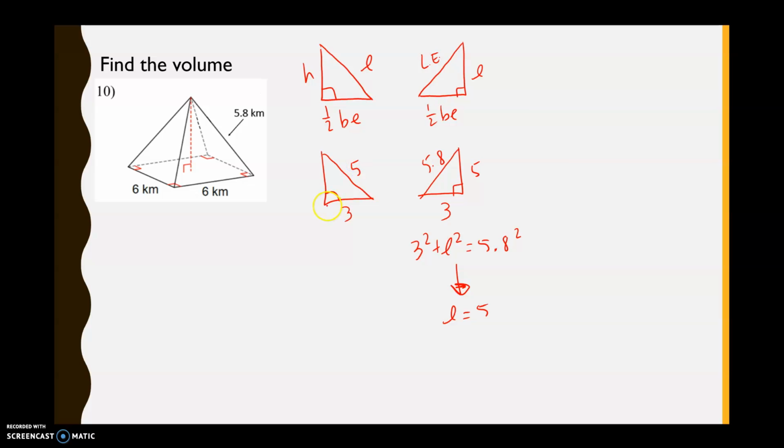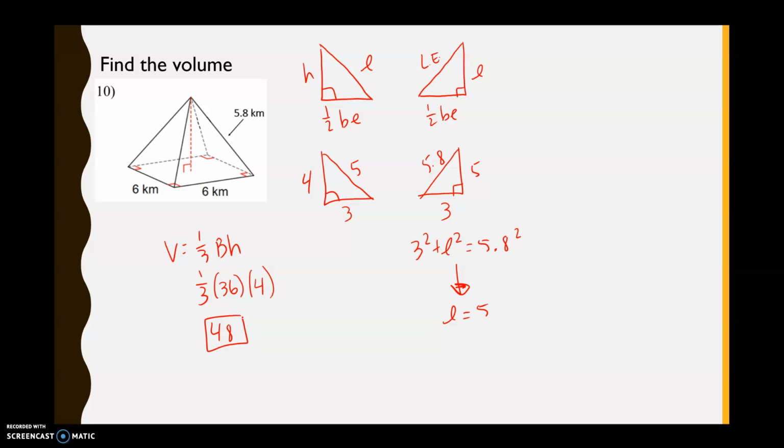And I can tell this is a right triangle, I have 3 and 5 is my hypotenuse, and I can just use my Pythagorean triples to know this guy here is 4. If I didn't know that, then I would have to use Pythagorean theorem. 3 squared plus height squared equals 5 squared, and you would still get your height to be 4. Okay, my volume is equal to 1/3 big B H, so I'm going to get 1/3 big B, area of the base is 6 times 6, which is 36, times the height, and that's going to be 4. So I'm going to multiply 36 times 4 divided by 3, and I get 48.